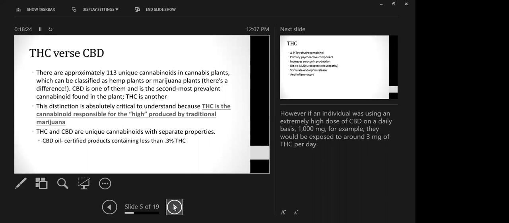Okay? So they have separate properties. The CBD oil certified products, the ones that are legal, contain less than 0.3% THC. That's why we're able to see these CBD oils out for mainstream use, because they do not have that THC component in them, or very minimal, 0.3%.